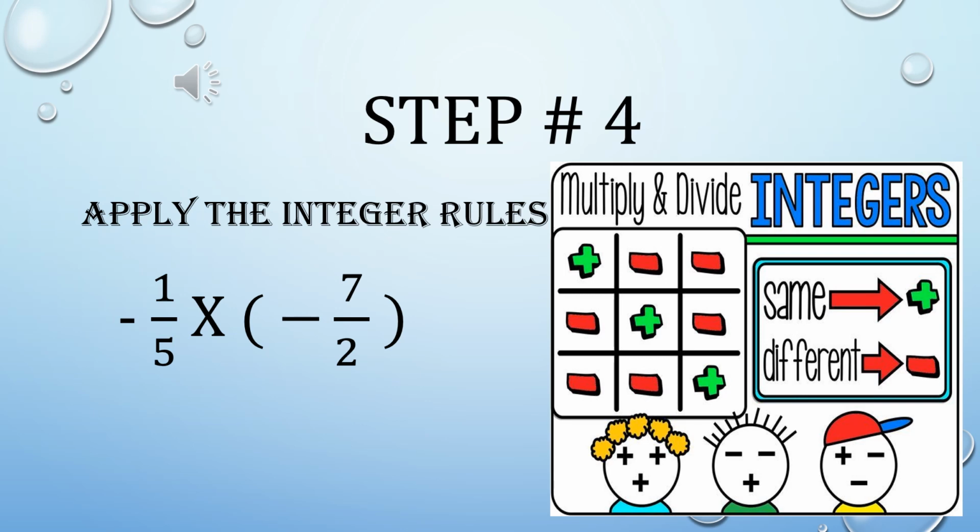The next thing to do is apply the integer rules. In the example that we have here, both of the fractions are negative. And the integer rules for multiplying and dividing state that if both of the numbers or fractions have the same sign, your answer is going to be positive.